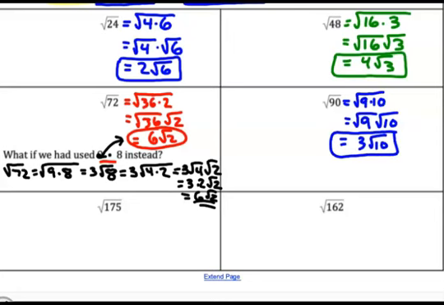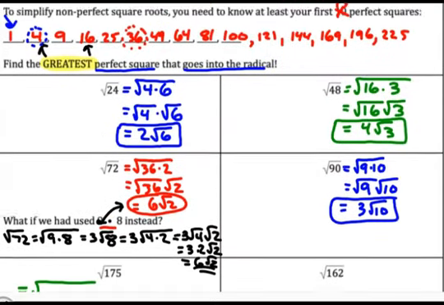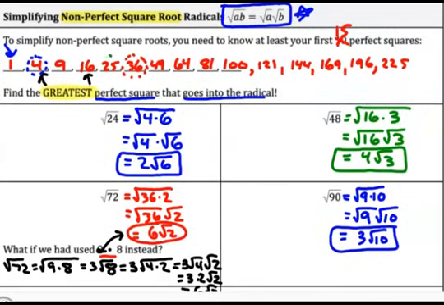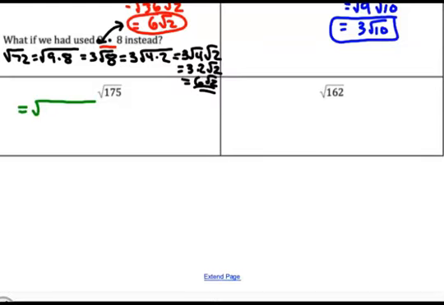Okay, let's do the square root of 175. So the square root of 175, that's going to equal the square root of, well, let's think about what we can do. If you look up at this list, if you get something that ends in 5, it's a good idea to try 25 because that also ends in 5. So 25 does go into 175, and it's going to do that 7 times.